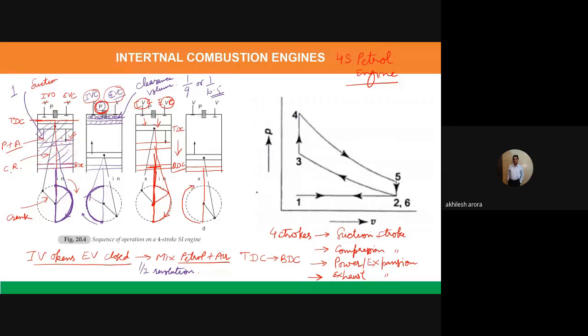The piston moves from BDC to TDC, and whatever gases were present here are thrown out from this exhaust valve, because now the exhaust valve is open while the inlet valve is closed. So the inlet valve is closed, but the exhaust valve is open. So all the gases are exhausted out from the engine.